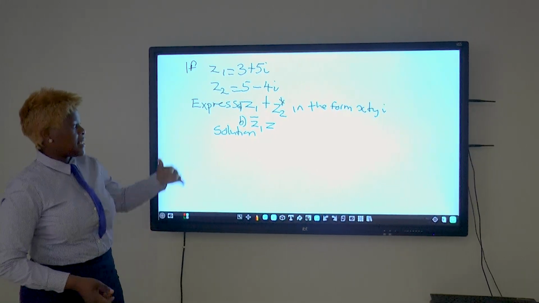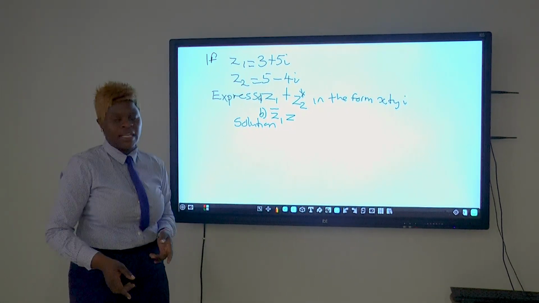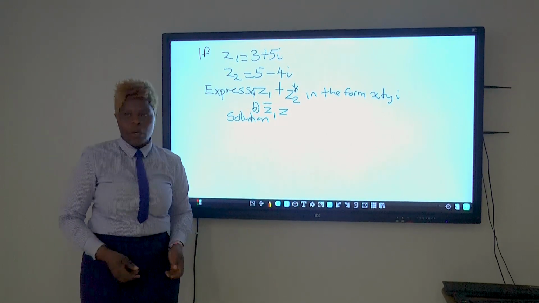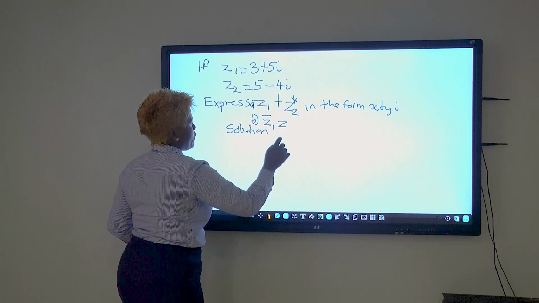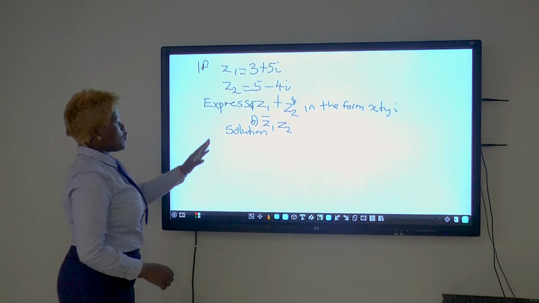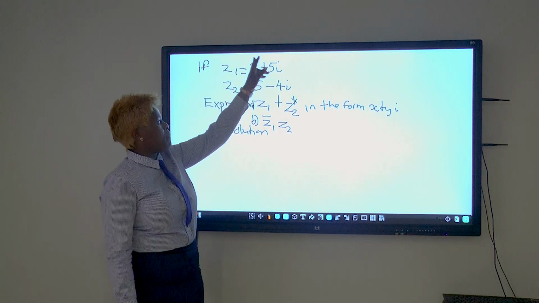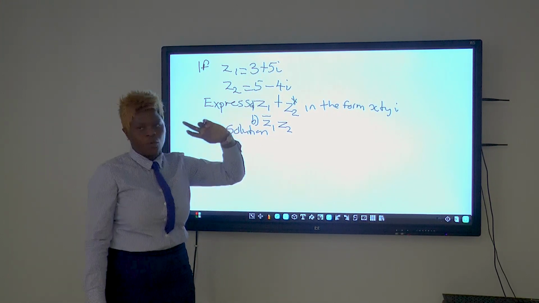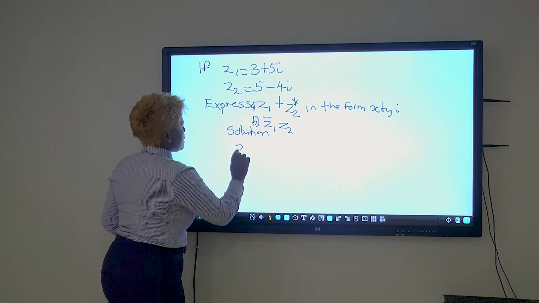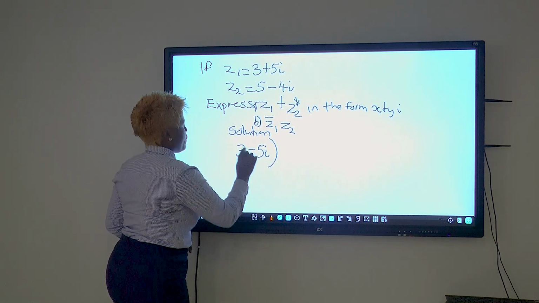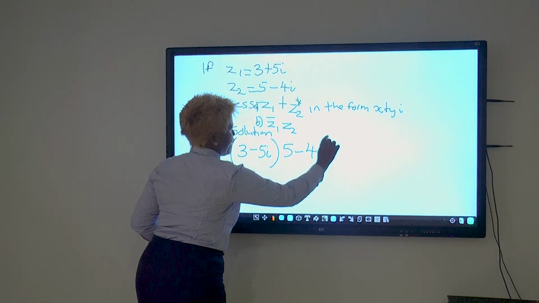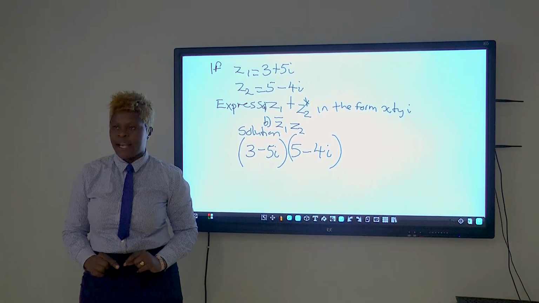The B part reads: we can represent conjugates by a star or a bar on top. On this one, I have written a bar on top, it is still the same. It's Z1 conjugate multiplying Z2. For Z1 conjugate, we have to change the imaginary part first. The imaginary part consists of a plus sign, so when we change that, it becomes a negative. So for Z1 bar, it will be 3 minus 5i, in brackets, multiplying Z2, which is 5 minus 4i.